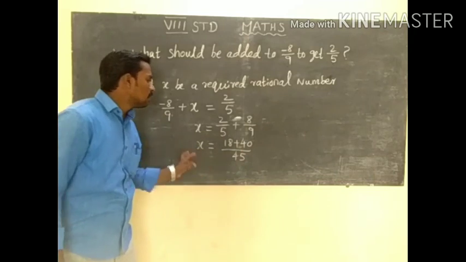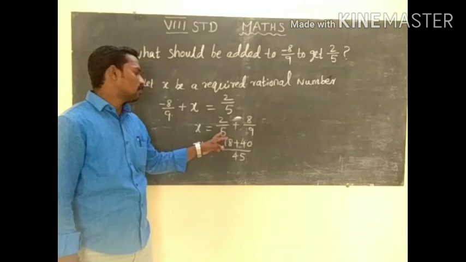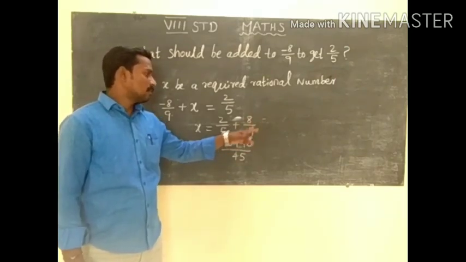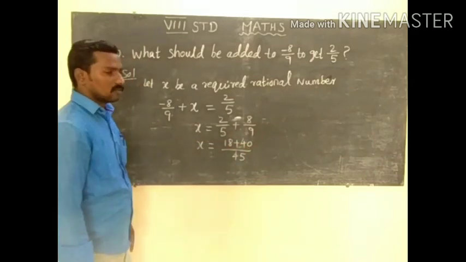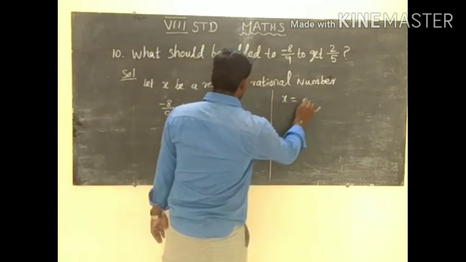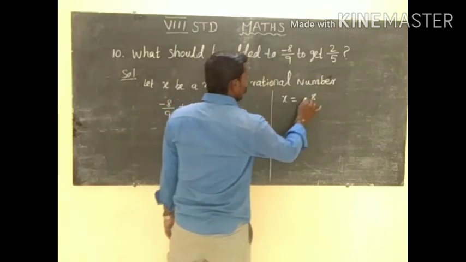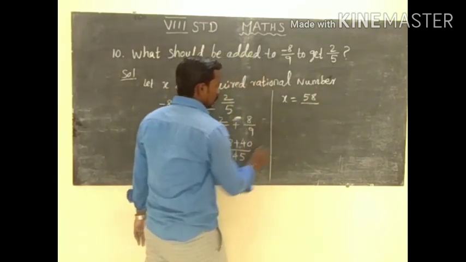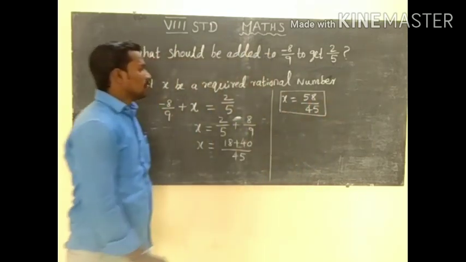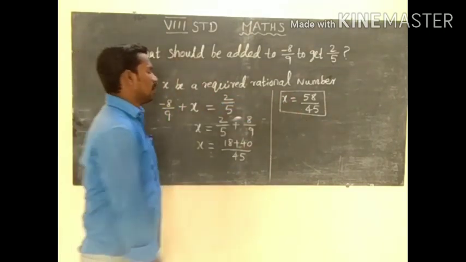Here I used the cross multiplication method. You can do it by the LCM method. LCM is 45, so this is multiplied by 9 and this is multiplied by 5, and we get like numbers. Here I used the cross multiplication method. x is equal to 8 plus 0, 8, then 1 plus 4, 5, divided by 45. This is your result. Therefore, the rational number is 58 by 45.